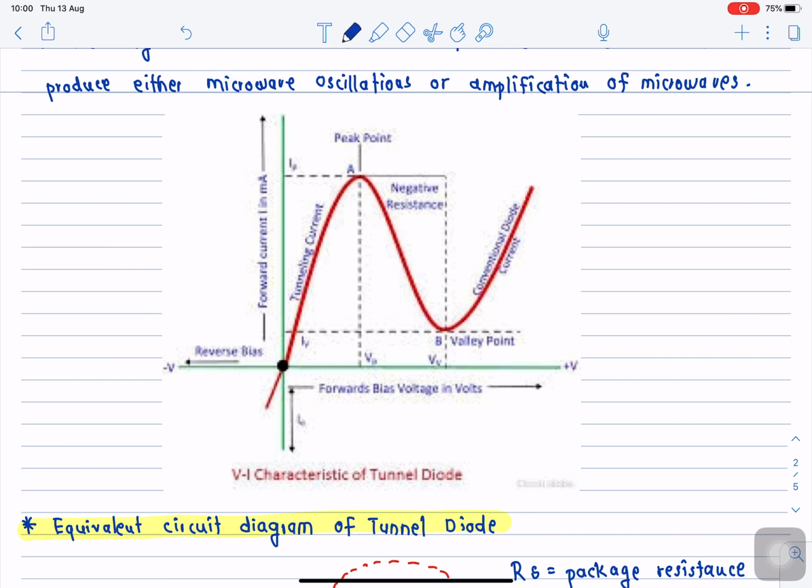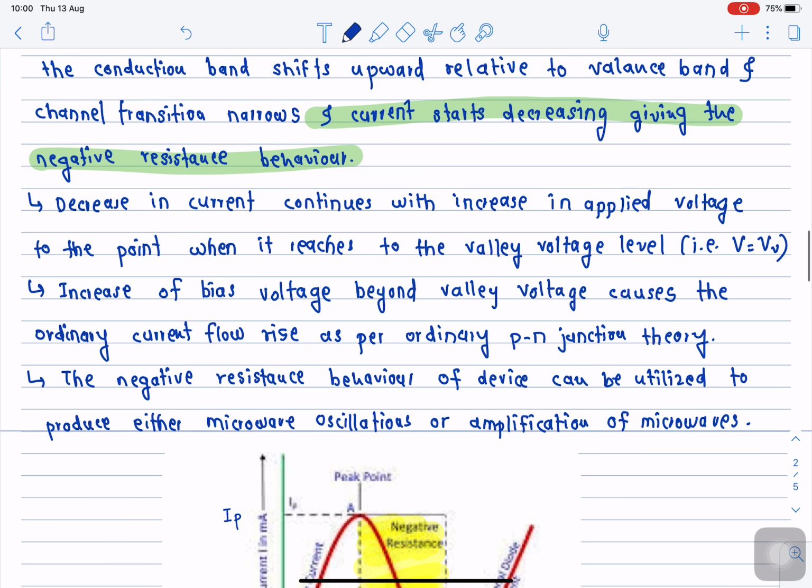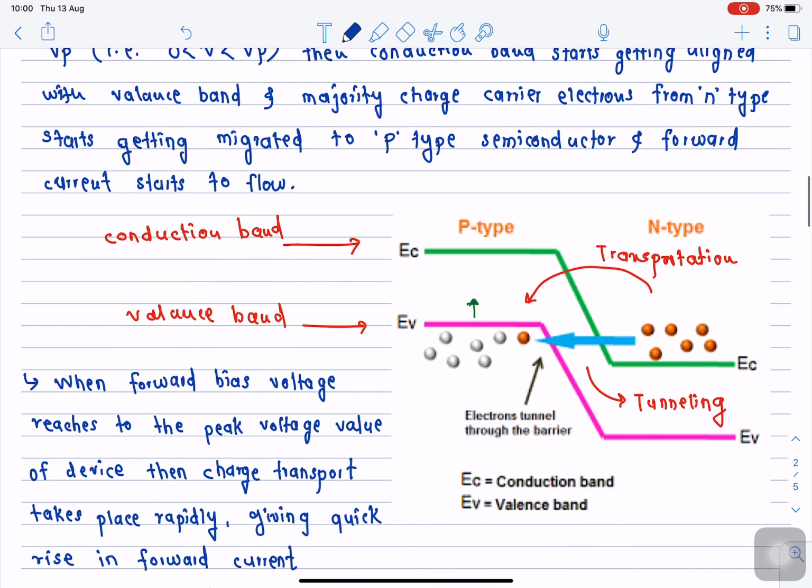Okay, so here we get the peak voltage VP, and here we get the valley voltage VV, and the current corresponding to the valley voltage is IV, and the current corresponding to the peak voltage is IP. Okay, so in between, the region that we are going to get, this particular region that I am highlighting with a yellow color, is the negative resistance region, and once our tunnel diode enters into this region, it can be used as a source of microwave frequency, or it can also be used to amplify the microwave signal. Right, so the same is explained with the help of the energy band diagram.